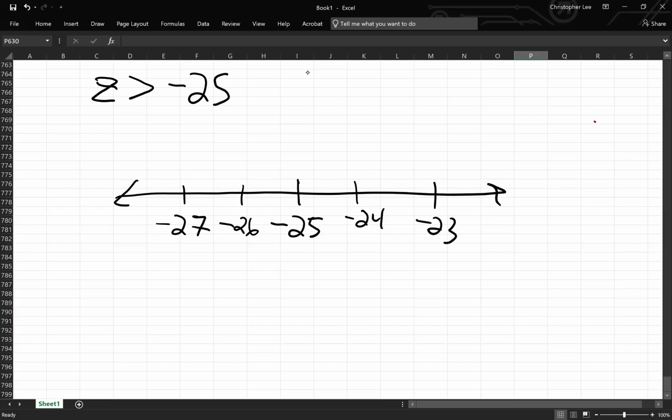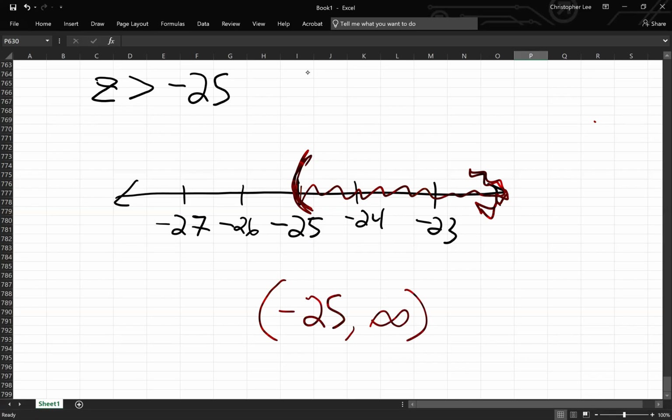So I have z is greater than -25, right? Z is greater than -25. So this is gonna be a parentheses because it's not equal to, right? And I want all the numbers bigger than -25, right? So there we go. Parentheses. I'm gonna shade all my numbers to the right. And that's it. In terms of interval notation, this is going to be what? This is going to be open parentheses, -25. There we go, comma, to infinity. And that's it.